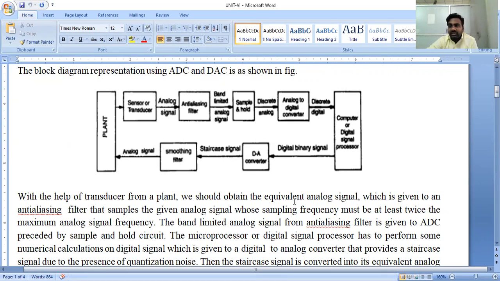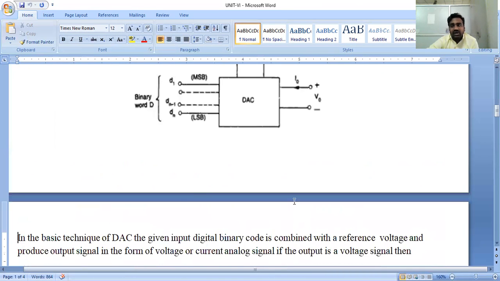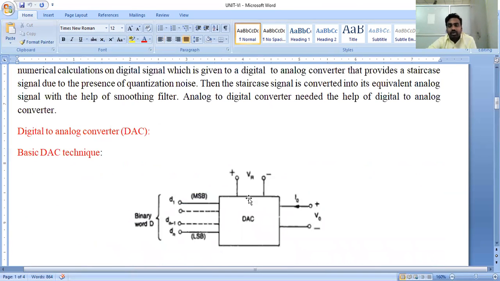Some people have the misconception: is the binary code and the digital binary signal the same? Binary code and digital binary signal are all synonyms. So if we see the basic technique involved, what is the input with respect to the DAC?